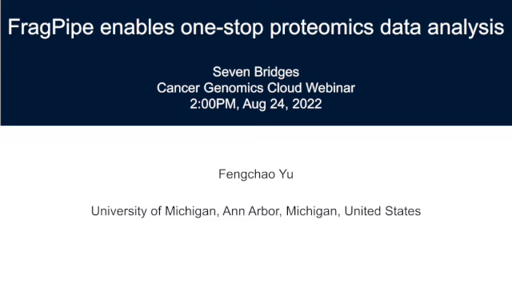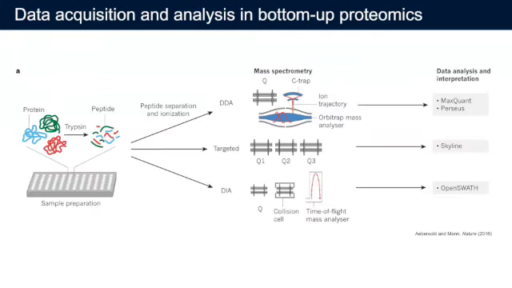In this webinar, I would like to talk about FragPipe, which is a proteomics data analysis suite from our lab. Before I go to FragPipe, let me give a very brief background about data acquisition and analysis in bottom-up proteomics. In bottom-up proteomics, proteins are first digested into peptides, and then those peptides are fed into the instrument to generate mass spectrometry data. Normally there are three types of data acquisition protocols: data-dependent acquisition, targeted, and data-independent acquisition. Those three types will produce different types of mass spectrometry data, so several tools were developed to analyze those kinds of data separately.